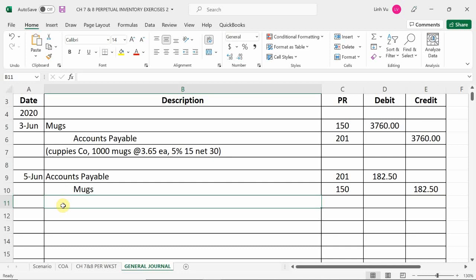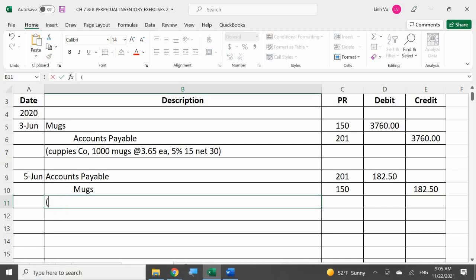Okay, I'm getting confused because we do this part first as opposed to the data worksheet. For me it's usually easier to do the data and then just plug it into the journal. Okay, we can do that from now on, yes. So in this case, let me make my note here that I returned 50 mugs at $3.65 each for full refund.